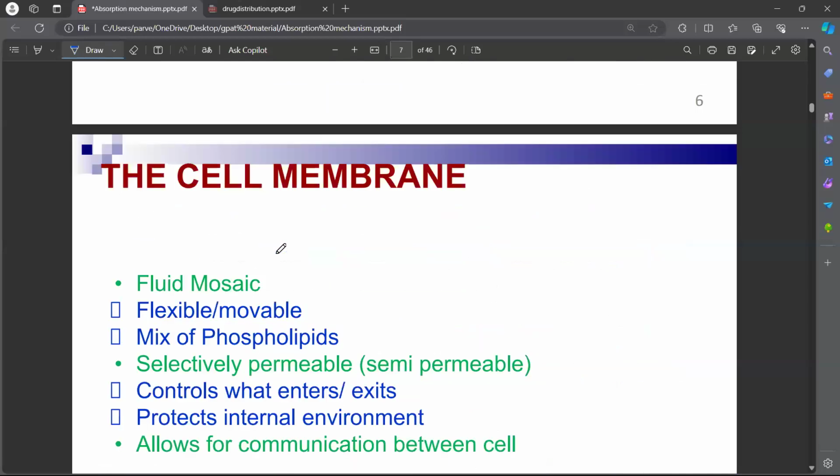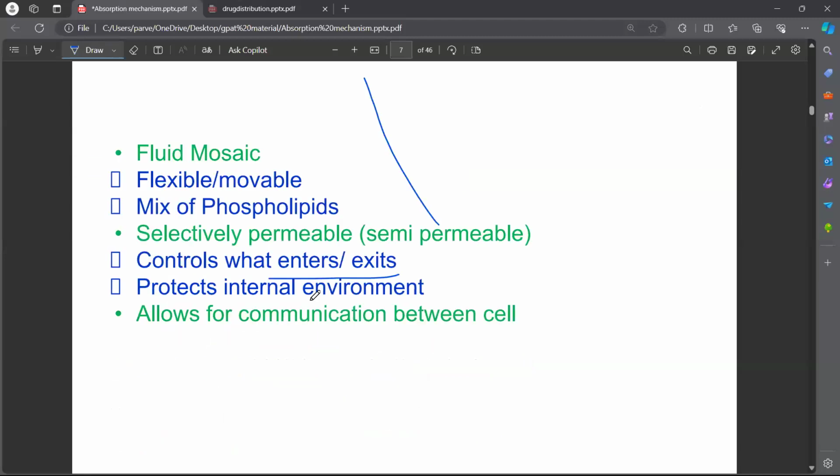We generally indicate that our cell membrane is semi-permeable, which means it is selectively permeable to only certain kinds of drugs or molecules, but not permeable to certain other kinds of molecules. So it controls what enters and what exits into the systemic circulation. It protects the internal environment from exposure to harmful materials entering the systemic circulation, and it also allows communication from cell to cell. It is flexible and movable, and is generally a mixture of phospholipids, etc.